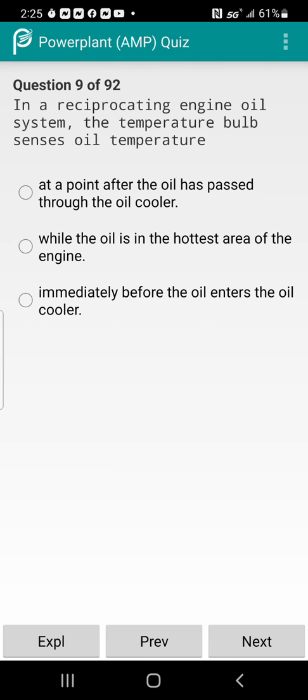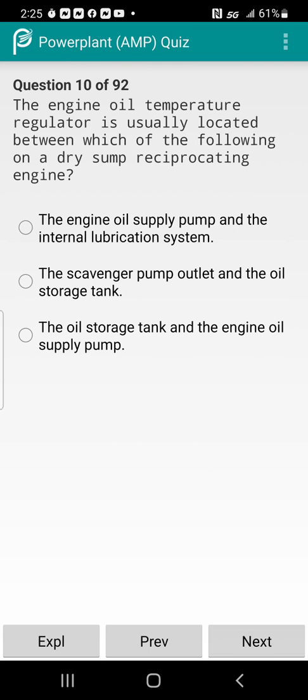In a reciprocating engine oil system, the temperature bulb sensing oil temperature at a point after the oil has passed through the oil cooler. The engine oil temperature regulator is usually located between which of the following on a dry sump reciprocating engine?